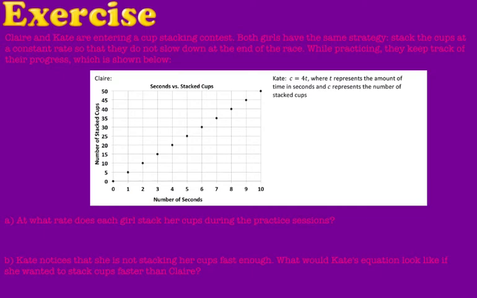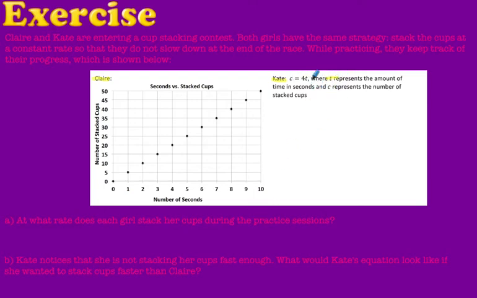All right, so now we have Claire and Kate who are entering the cup stacking contest, which is not important. Both girls have the same strategy: stack the cups at a constant rate so that they don't slow down at the end of the race. And while practicing, they keep track of their progress, shown here. So here's Claire's, here's Kate's. Claire's is once again a graph, and Kate's is an equation.